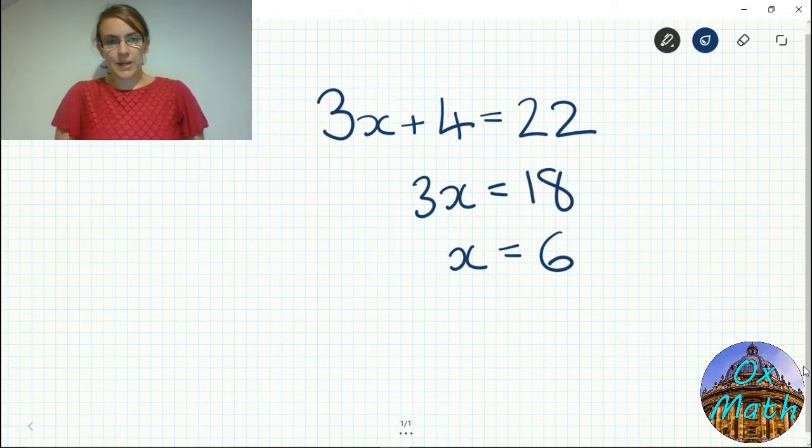So this equation is a relatively simple one to solve, and there is one solution. 6 is the only value of x that will work. There is no other value for x that will make this equation work.